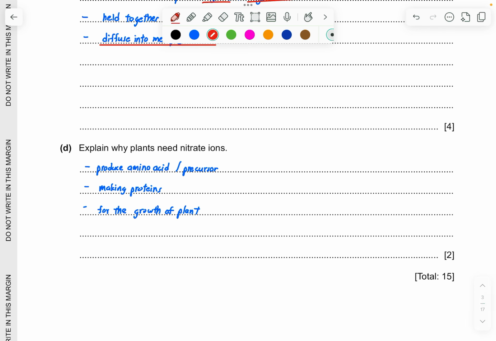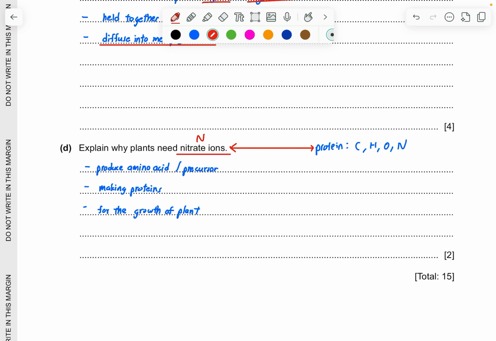Explain why plants need nitrate ions. If you forget, just remember that nitrate ions have the chemical element N. And remember that proteins have these elements: carbon, hydrogen, oxygen, and nitrogen. So protein and nitrate ions are closely related to each other.